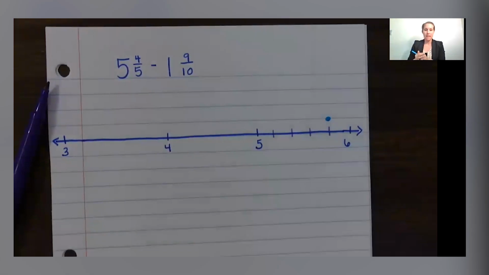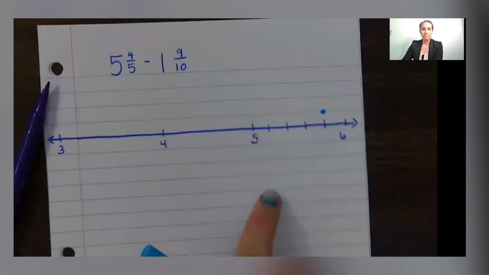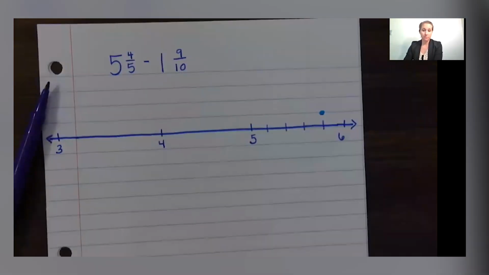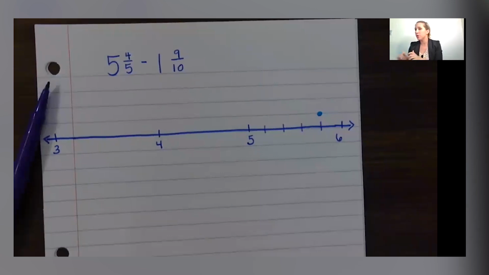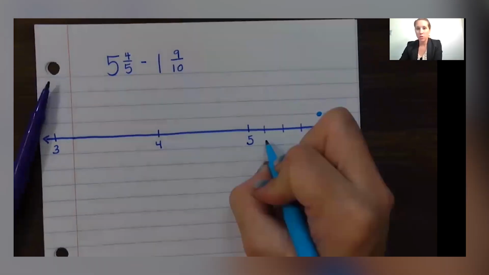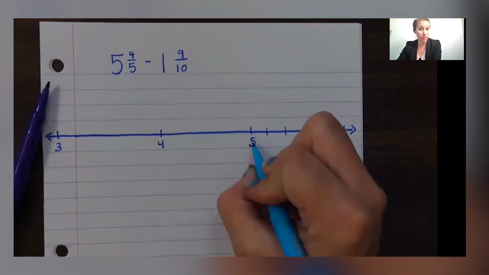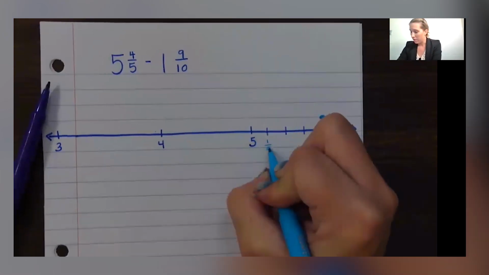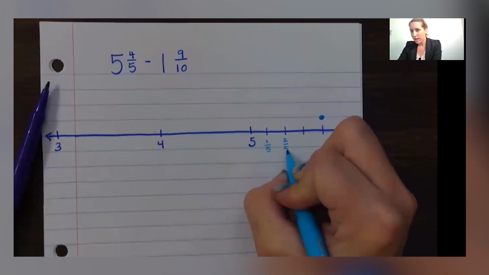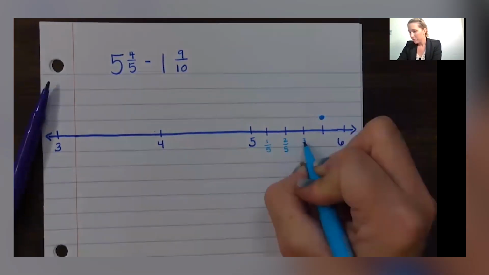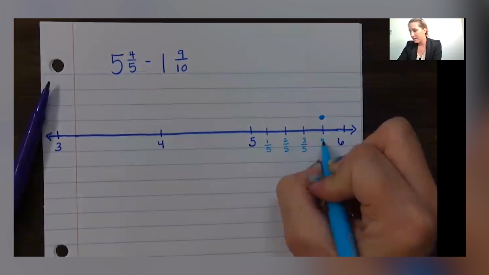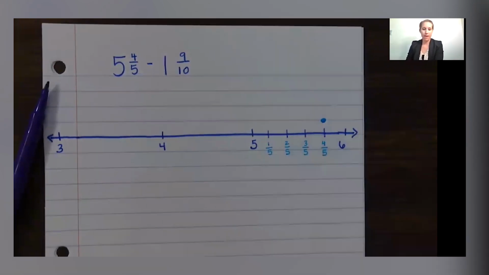Excellent. Now we could label these. Do you want to? Okay, let's do it. Now let's leave some room. We're not going to do our whole number because we need to hold on to some room, but underneath it, let's note that this is 5 and this is 1/5, 2/5, 3/5, and 4/5. Well done. Now we need to subtract 1 9/10.